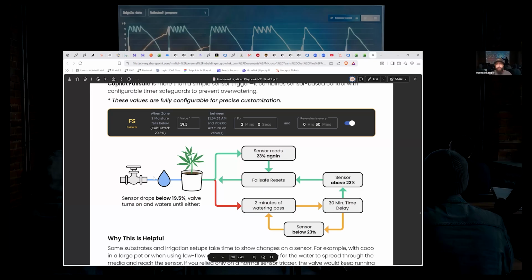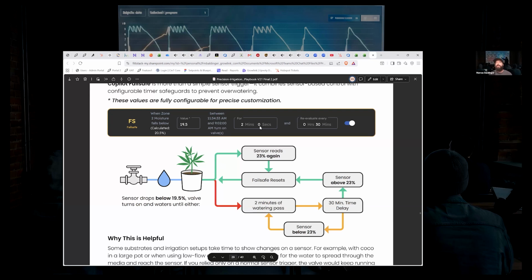So as you can see, when this sensor drops below 19.5, it triggers the valve right here, and it goes one of two ways: either until the sensor reads back to its number again, which is actually an error, they need to change that to 19.3, or until 2 minutes of watering passes, whichever of these happens first.